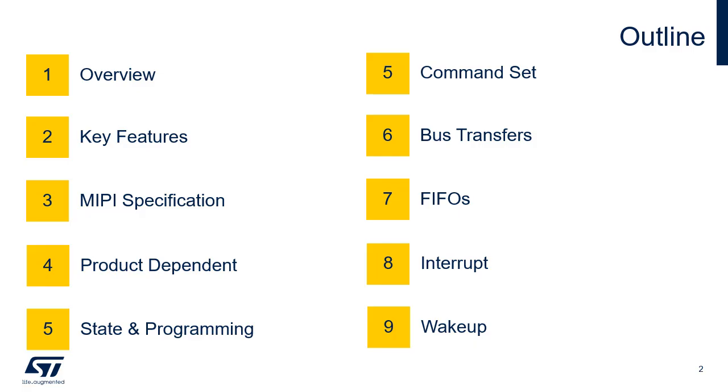This presentation starts with a quick overview, key features, MIPI specification support, product-dependent features. It's followed by describing the following items: I3C peripheral state and its programming sequence, I3C MIPI supported Common Command Codes or CCC, a few examples which illustrate I3C bus transfers and register setting, a few examples clarifying the I3C FIFOs management, the list of interrupts and underlying functional events, and wake up from stop.